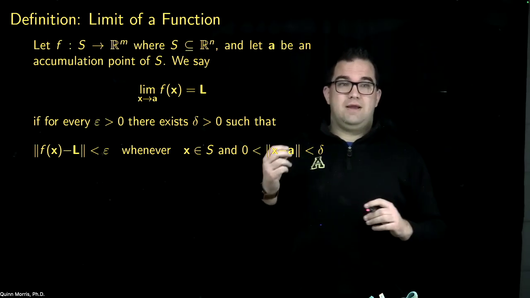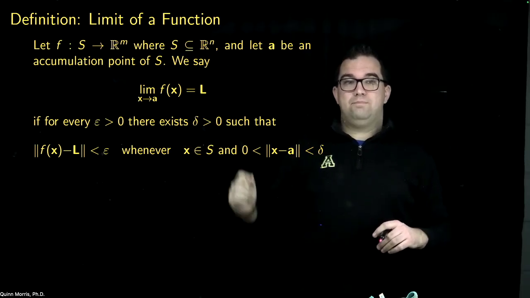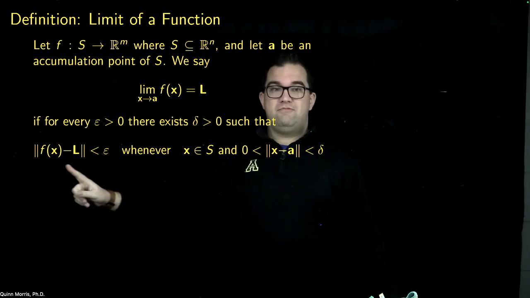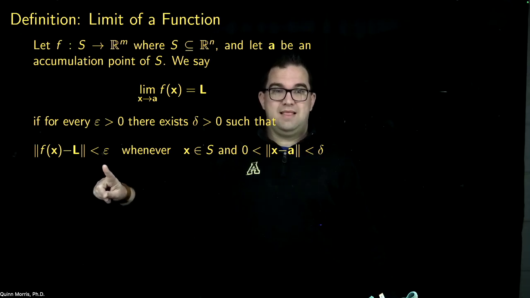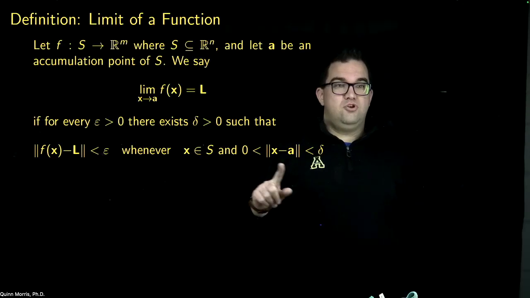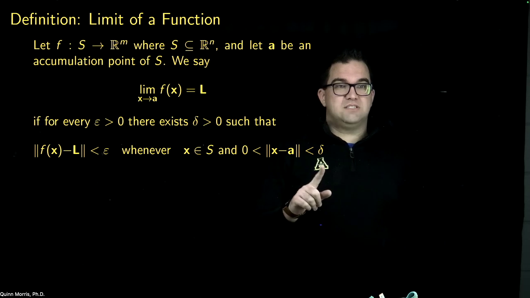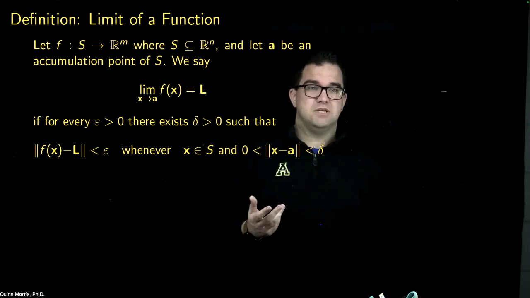It says, if the limit is going to exist and be equal to L, then I ought to be able to make my function outputs as close as I would like to L. So the norm of f of x minus L can be made less than any epsilon whenever the norm of x minus a is between 0 and some appropriate delta, where again, that delta almost certainly depends on that epsilon.